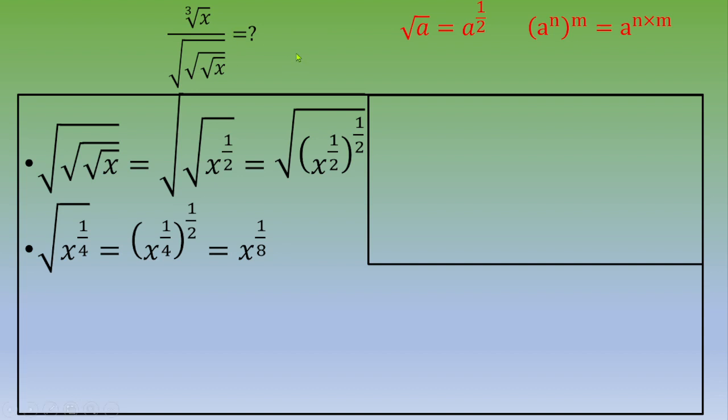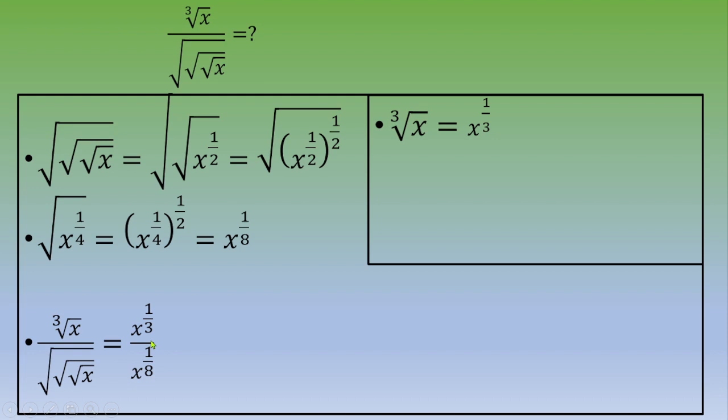So now let's talk about the numerator. So this is a cubic root. Every time we've got cubic root of a, we can write down this is a power 1 over 3. So if you apply this to this exercise, the numerator could be written as x power 1 over 3. So now, if you calculate, you will get x power 1 over 3 divided by x power 1 over 8.